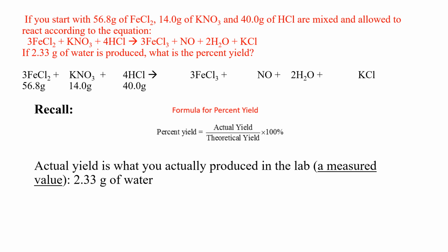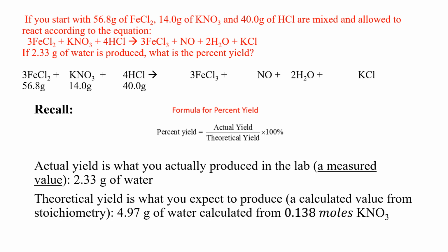Now, what is the theoretical yield? Well, the theoretical yield is what you expect to produce, the calculated value from stoichiometry. So 4.97 grams of water was calculated from 0.138 moles of potassium nitrate. This is what we think it's going to produce on paper. But in the lab, because of experimental errors, we may not be able to produce 4.97 grams. Instead, in fact, right now, it's telling me we produce 2.33 grams of water.